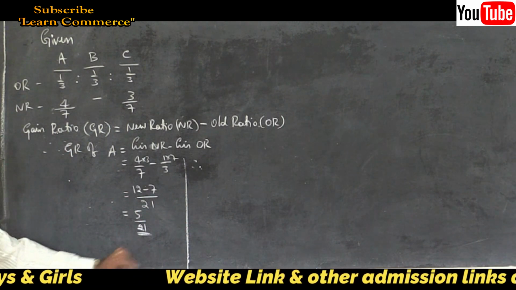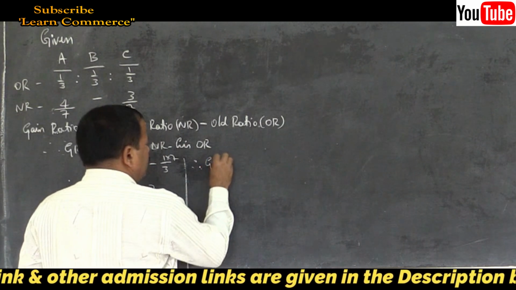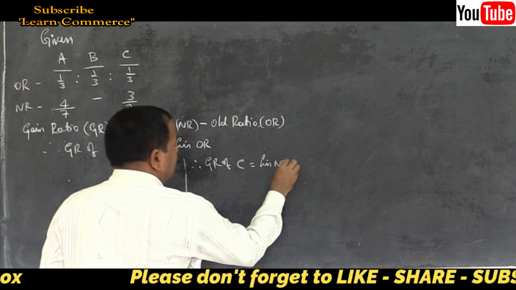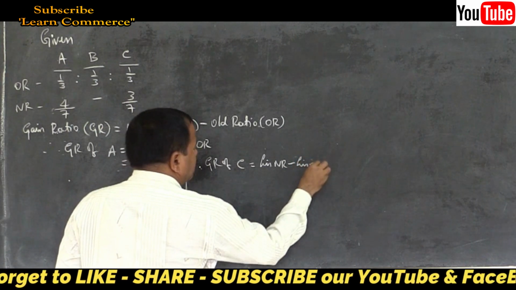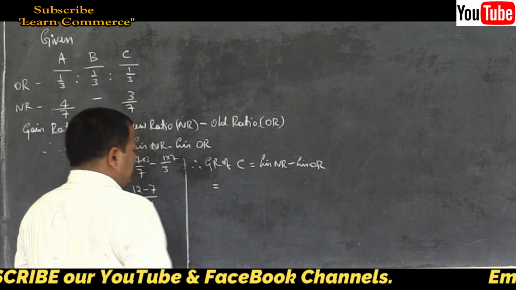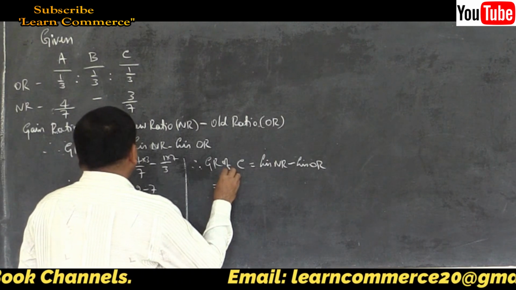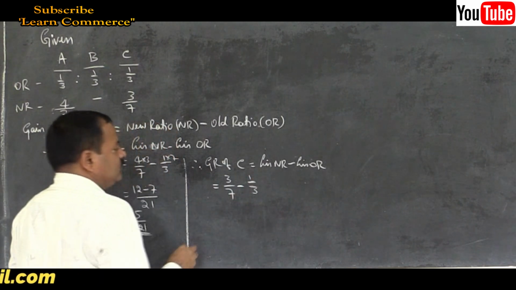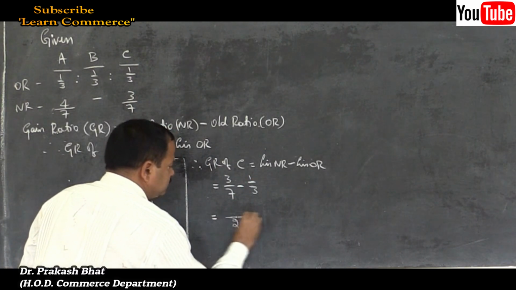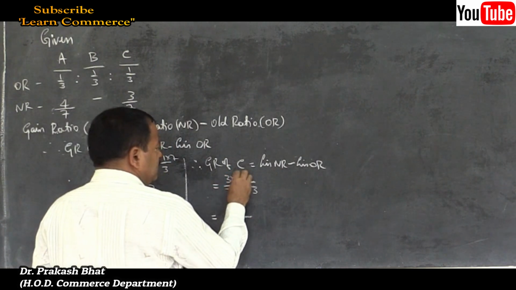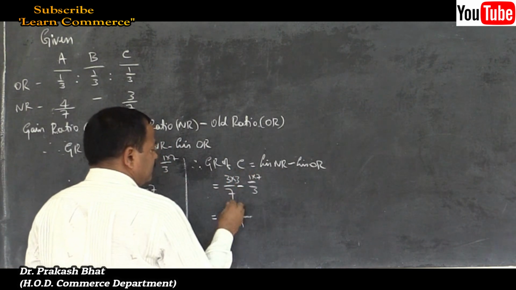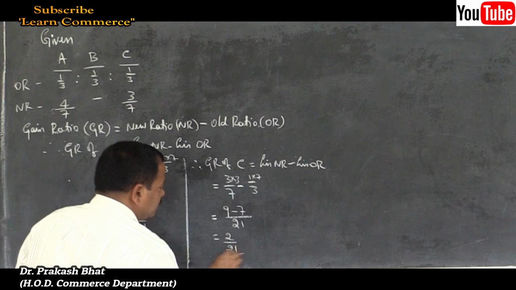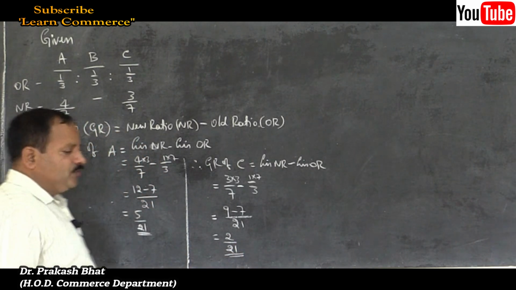Therefore GR of C is equal to his new ratio minus his old ratio is equal to how much? New ratio 3 by 7 minus 1 by 3. Common denominator is 21. Cross multiplication: 7 3s are 21, 3 7s are 9 minus 7 is equal to 2 by 21. 2 by 21.